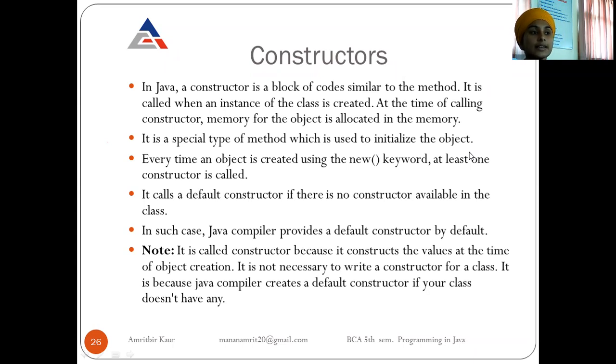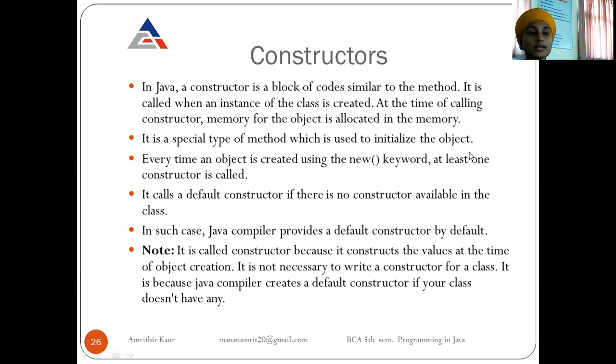So the second line: it is called when an instance of the class is created, meaning when an object of the class is created, then the constructor is called. We can write a constructor in our code, and if we are not writing one, as in many programs we have created till now where we did not create any constructor, the compiler calls the default constructor. Now, what is the use of constructors? It is a special type of method which is used to initialize the object. So if we want to initialize values, then we can use constructors.